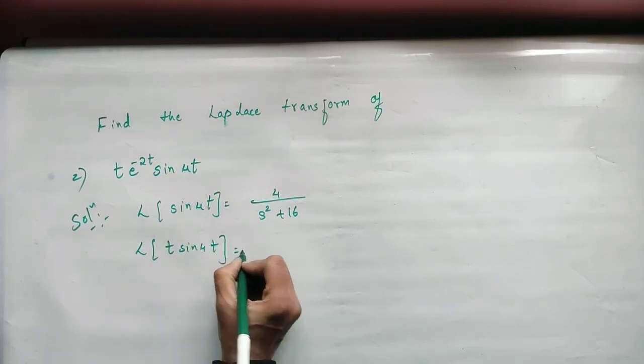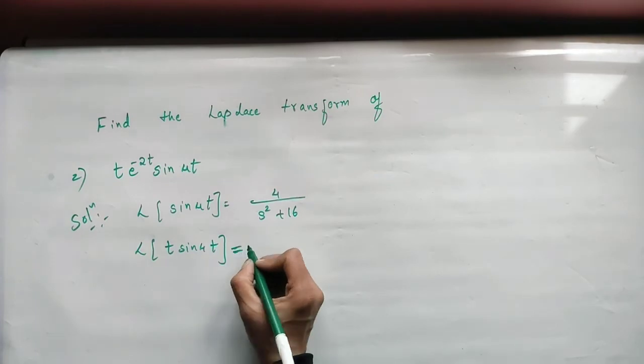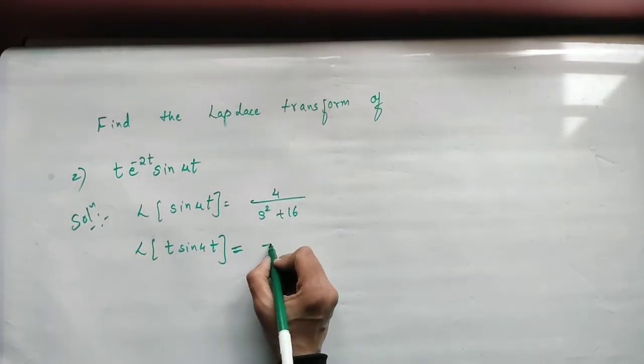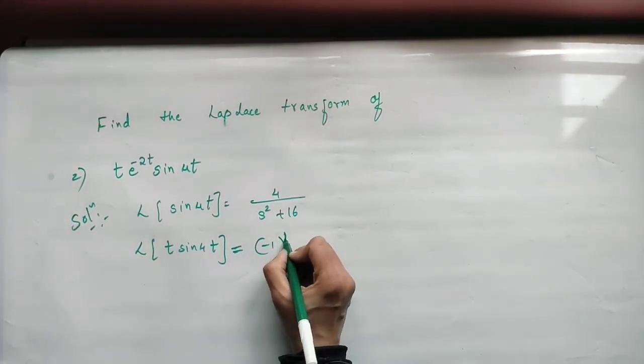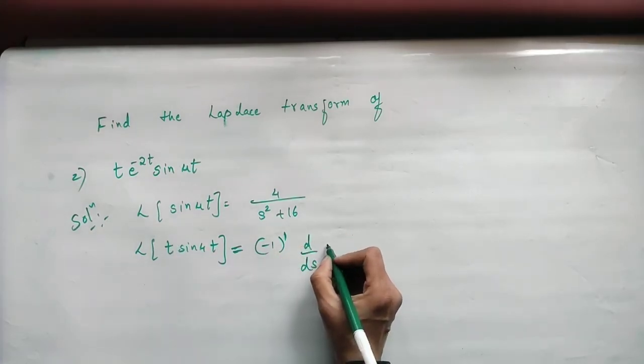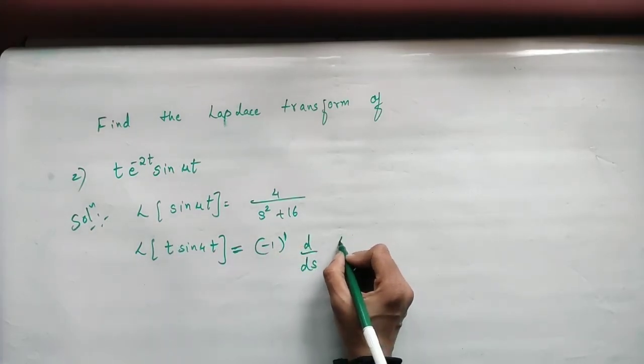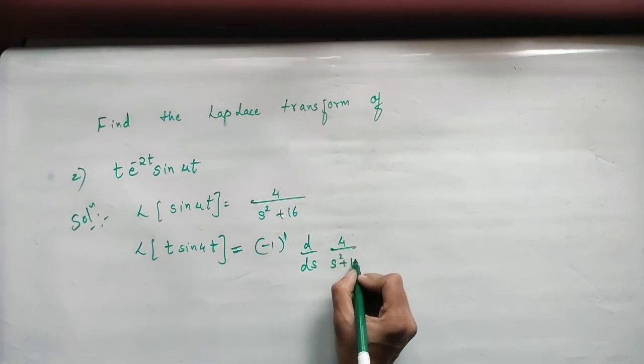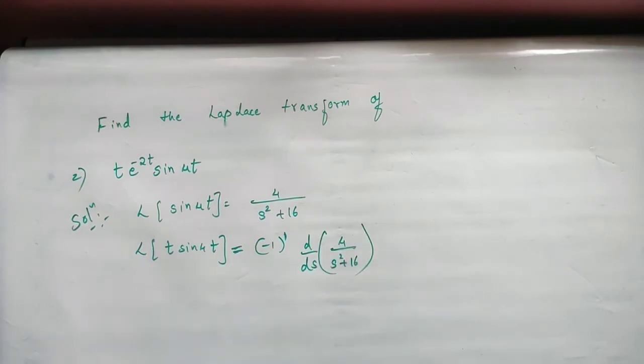Now previously also we have solved one problem. It's not going to be that difficult for you. So it is minus 1 to the power 1 d by ds of, because n is 1 here, 4 divided by s square plus 16 here. Okay, as per the second property.